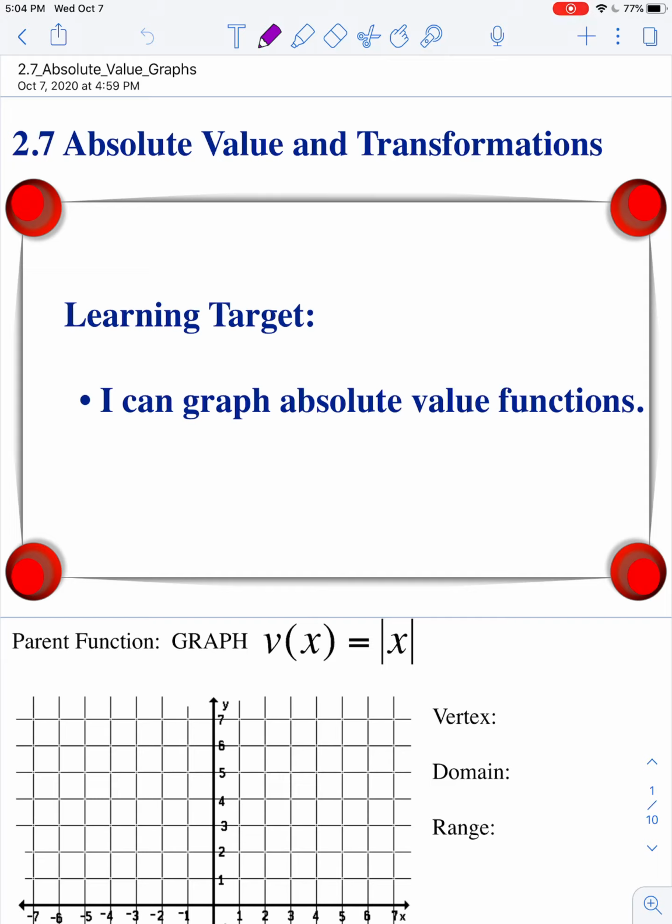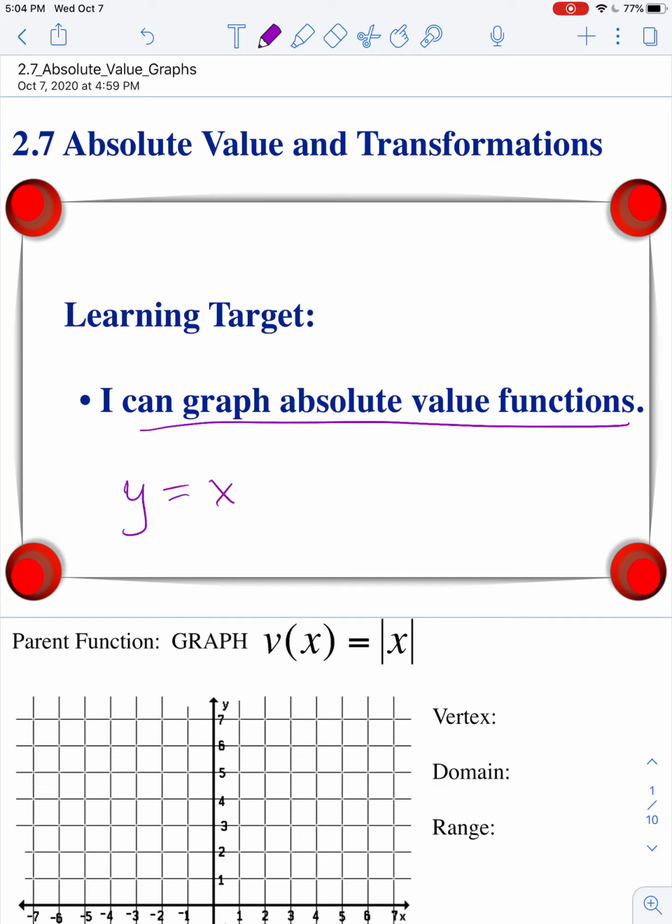Today's fun is absolute value and transformation graphing. We are going to kind of revisit this from 2.7, and it's not directly related to anything else. We're going to do it just kind of on its own so that you have this information in your brain for next year at pre-calc. So our whole entire point today is to be able to graph an absolute value function.